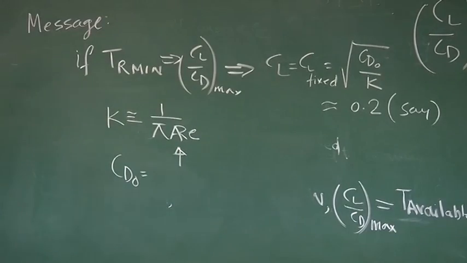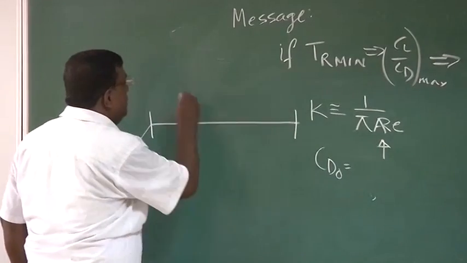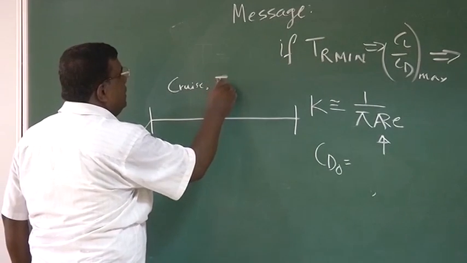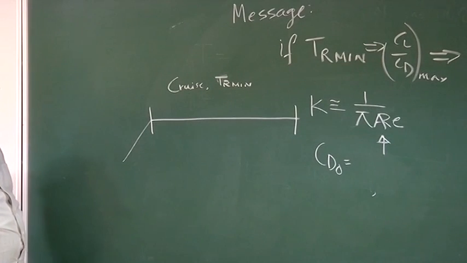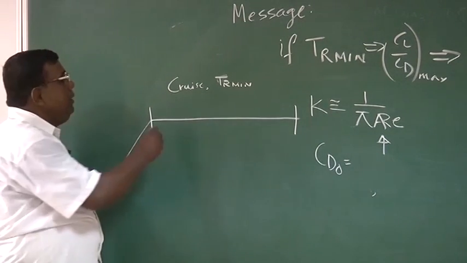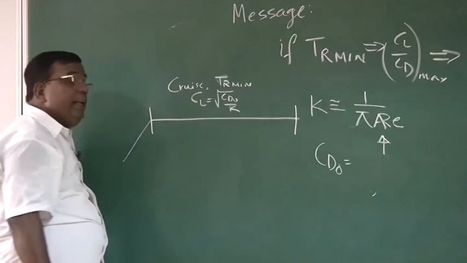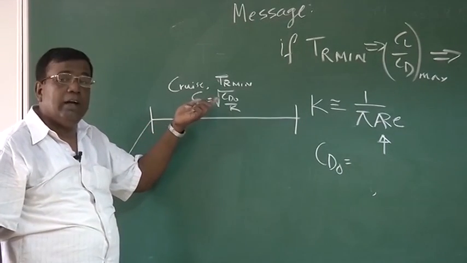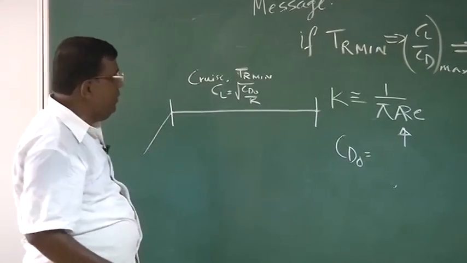So what is the meaning? Suppose you are telling the pilot, you cruise here, please cruise such that thrust required is minimum. If that is the statement you have given, or a designer has given to the pilot, it means he has to fly at CL equal to CD naught by K. Again, pilot will not be comfortable if he wants to calculate CD naught value and K. He is not aware of what is CD naught, what is K, mostly. So what is the way to handle the situation?